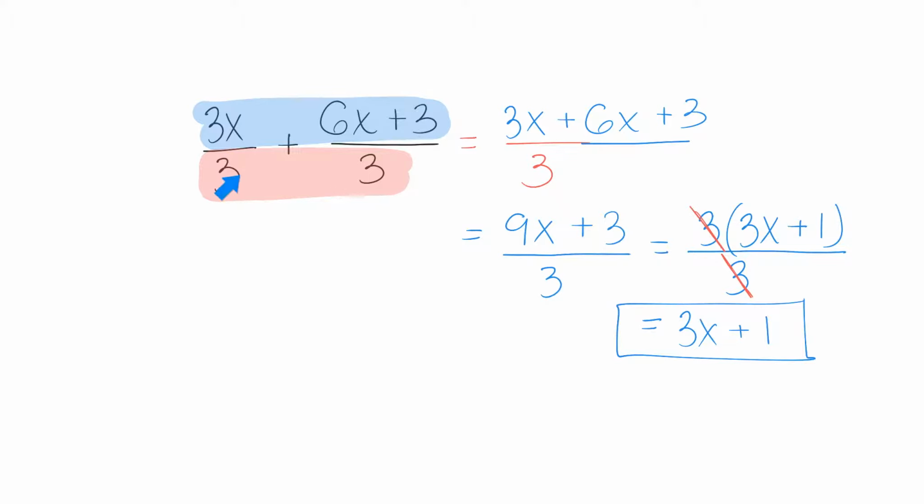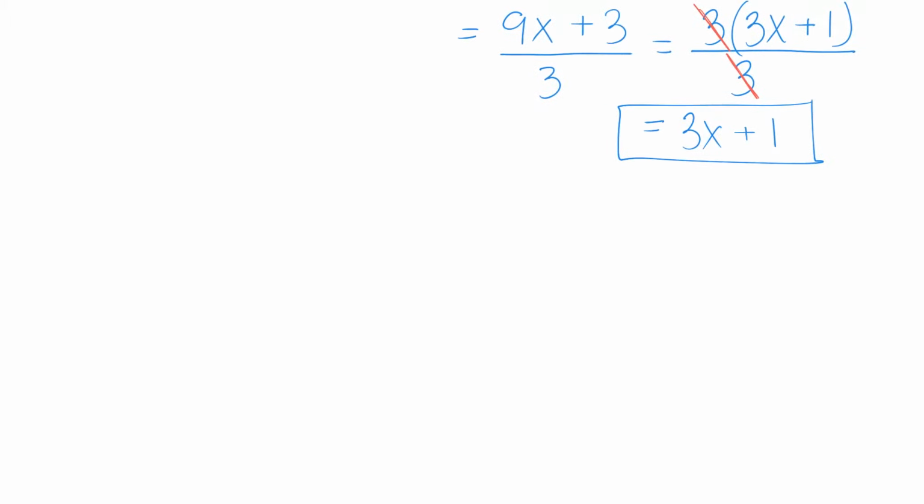So this one had lots of steps. Let me go through that again. We kept our common denominator the whole way through. In the top, we added everything straight through, collected like terms, factored out a common factor, canceled. The end. Okay, that's good. That was good.